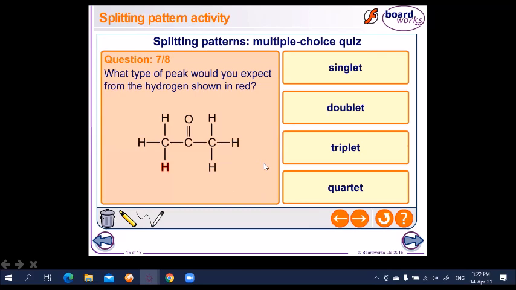Next, what type of peak would you expect from the hydrogen shown in red? This one here is this group. This is the adjacent carbon. There is no hydrogen on it, so it's all by itself, singlet.